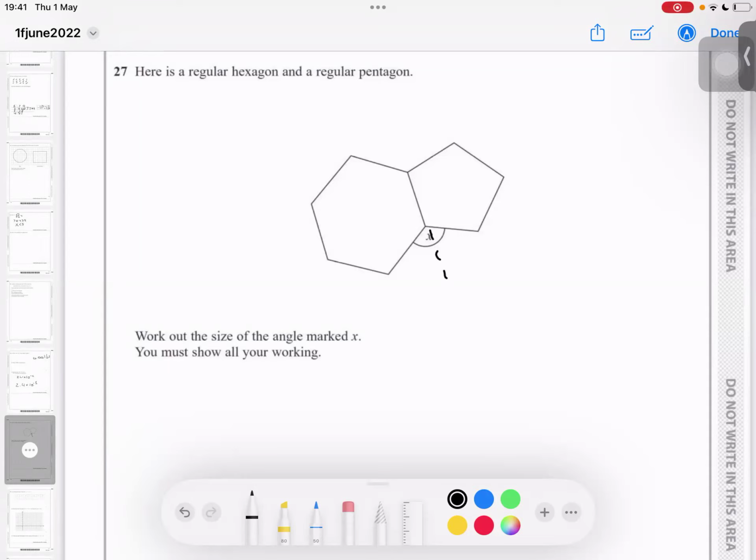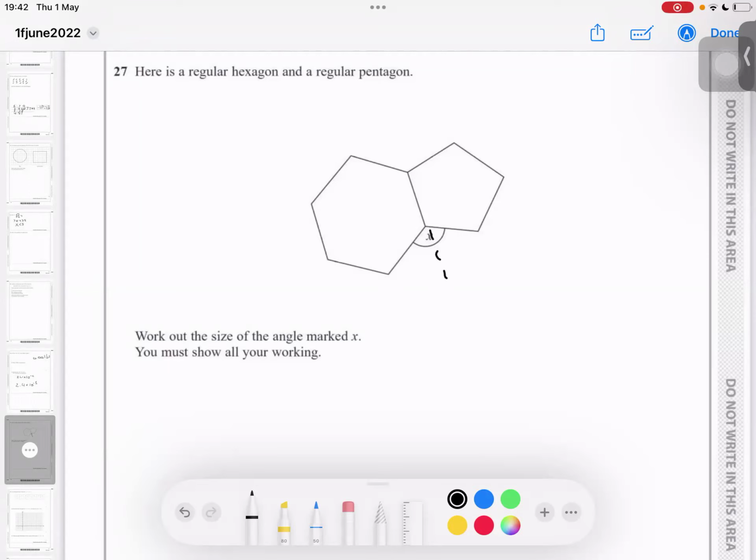Yes. So the question now is this: what is the size of one exterior angle of the pentagon, and what is the size of one exterior angle of the hexagon? Now, the answer to that question can be gotten from that first mathematical fact that I stated. And what is that? That the sum of exterior angles for any polygon is 360.